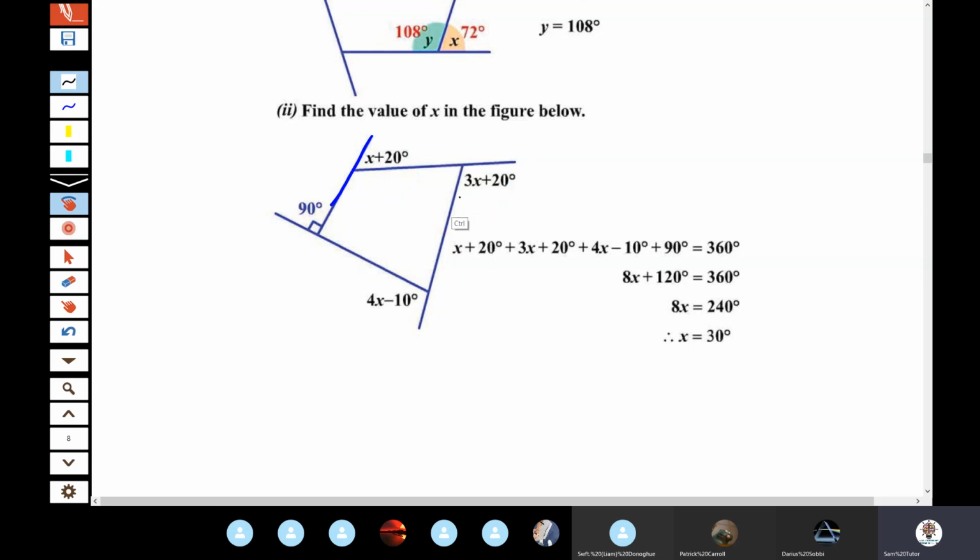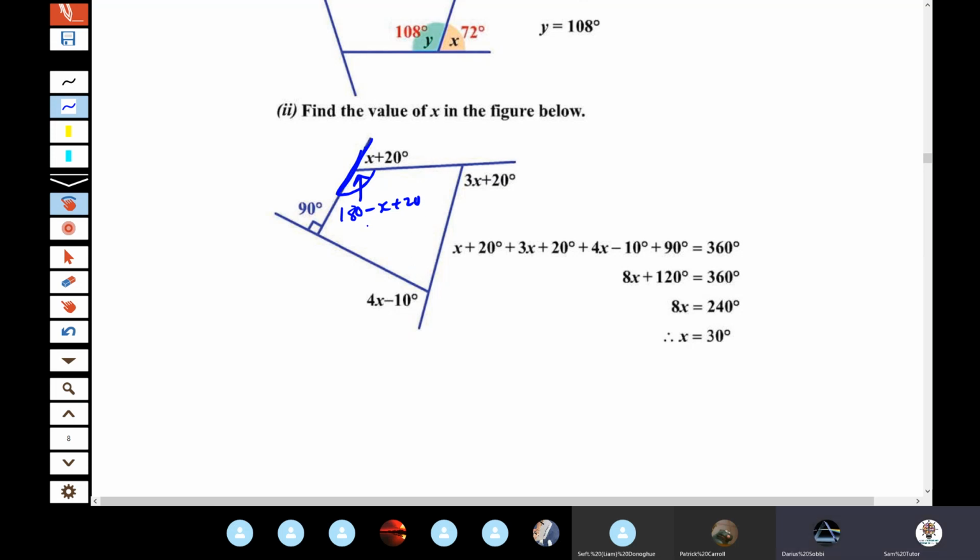So again, that's a straight line. How can I work out this one? Just out of curiosity, that angle there. Can we see what that angle would be? You do 180 minus x plus 20. Like that?